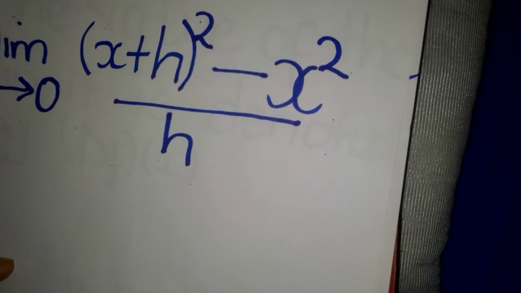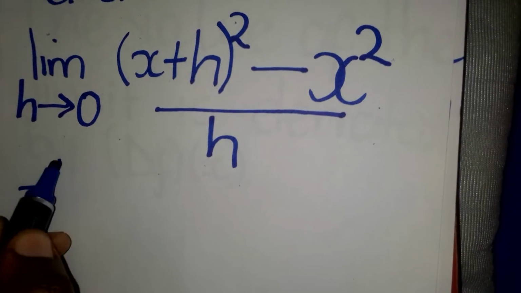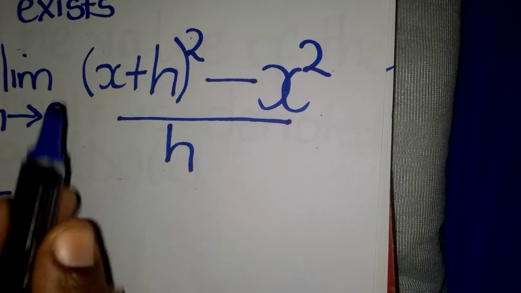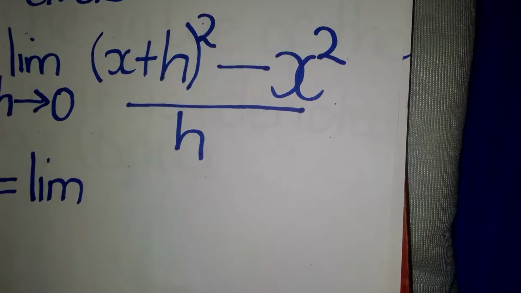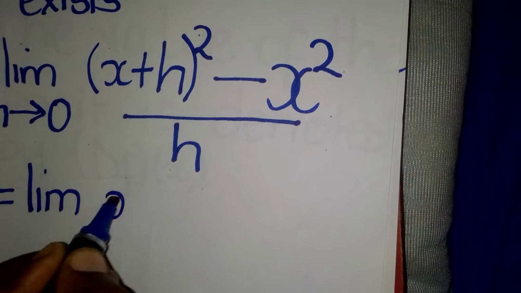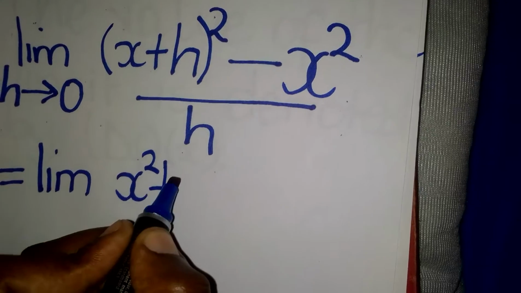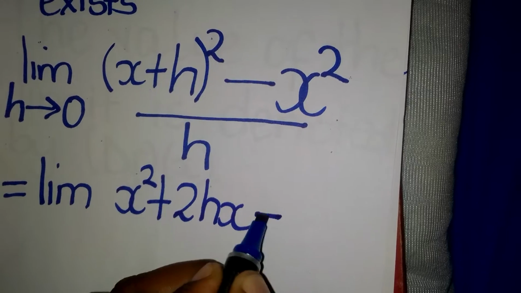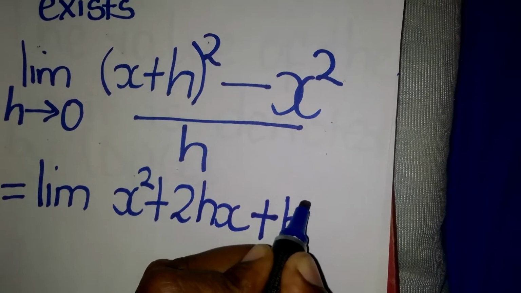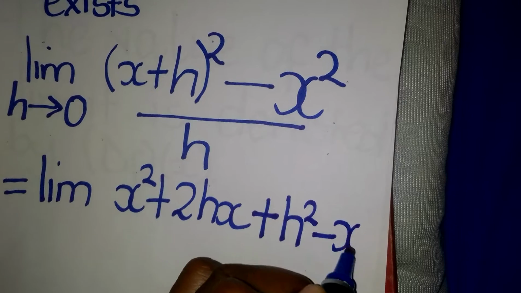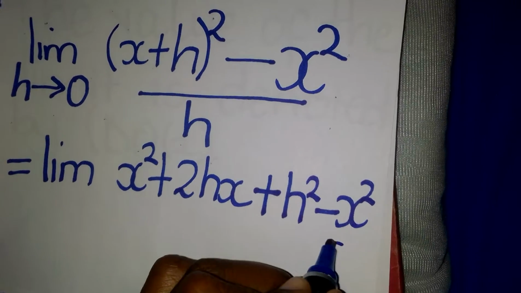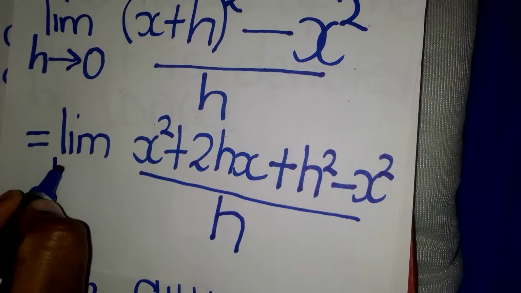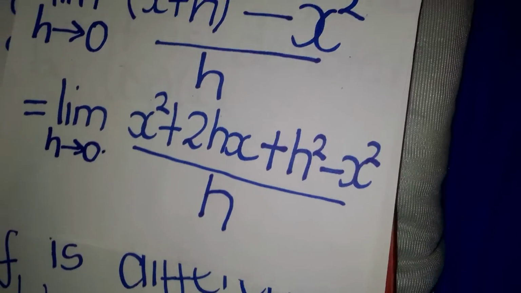Then we simplify. We get the limit of, we expand this part, it becomes x squared plus 2hx plus h squared, minus x squared, all over h, as h tends to 0.